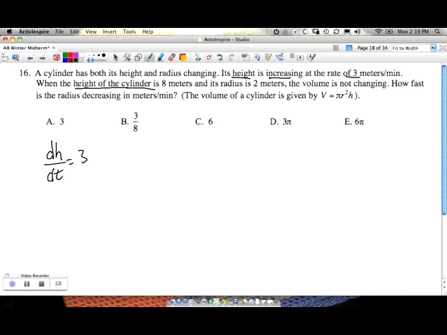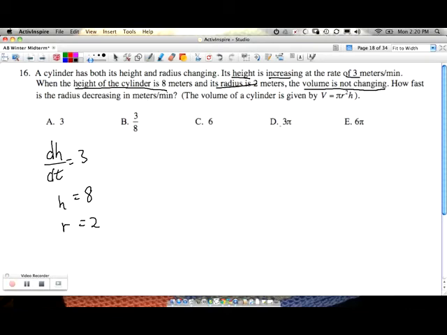Okay, and next it says the height of the cylinder is 8. So that tells me that h equals 8. The radius is 2, so r equals 2. The volume is not changing. That's an interesting statement.